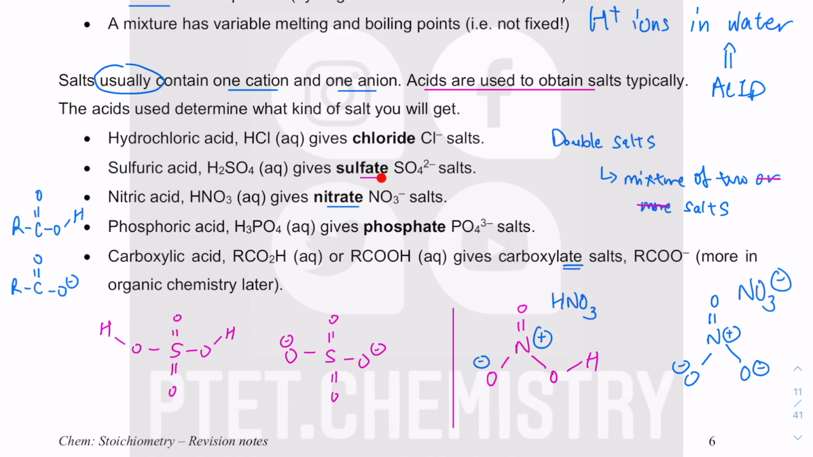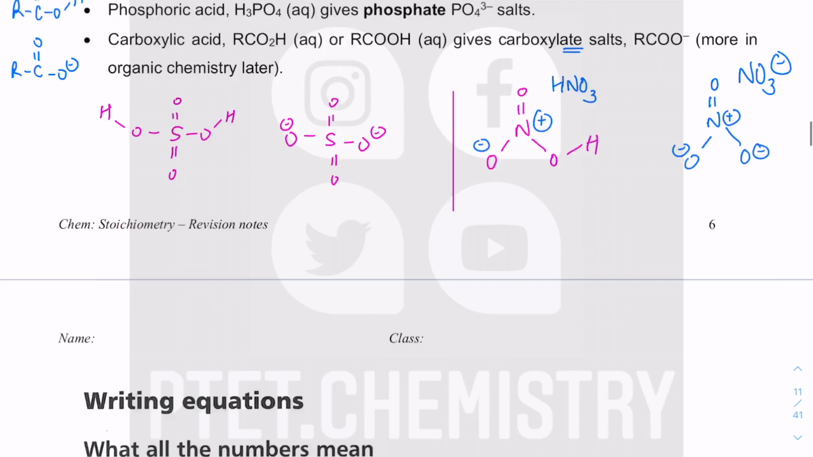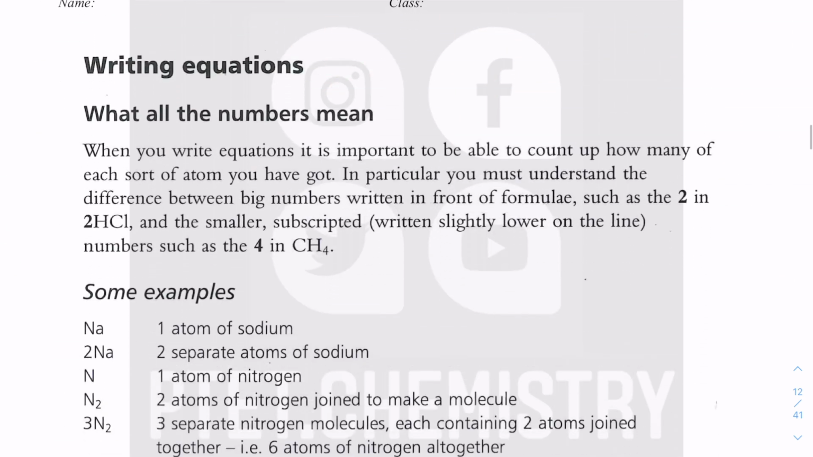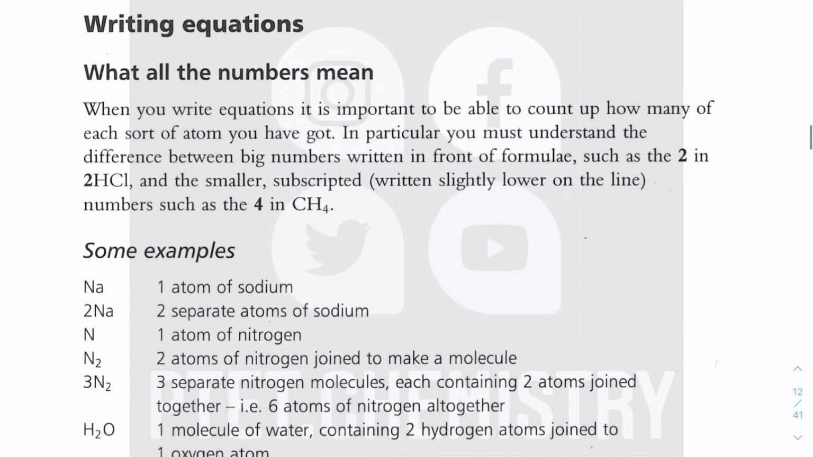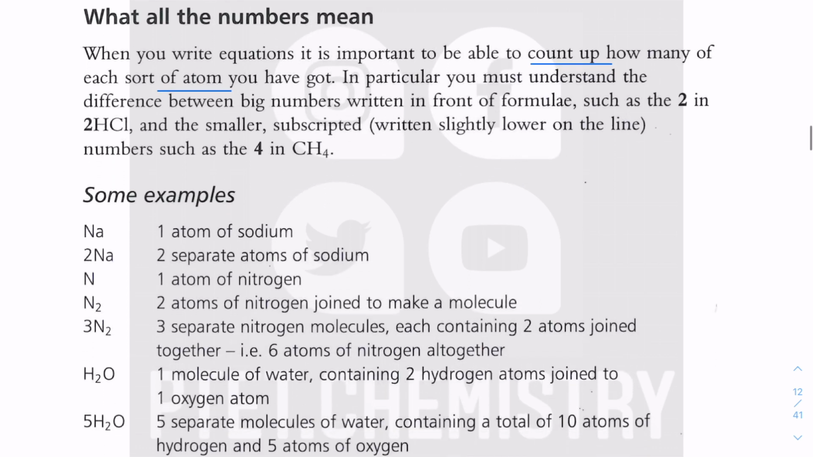There was a table of anions and cations that you're supposed to know the names of, that forms part of your vocabulary. Now, in terms of writing equations, we need to understand a couple of things on what all these numbers mean. You need to be able to count how many atoms are on the left and how many on the right. I'll try and do this slowly so you can understand what is going on. There's a difference between the number in front and the number at the bottom there.